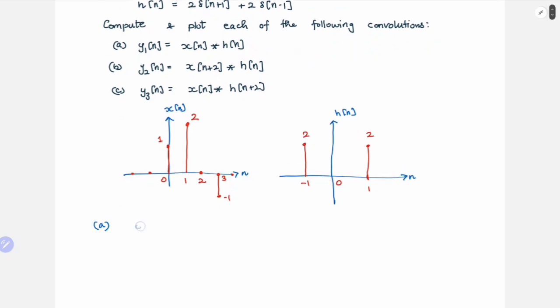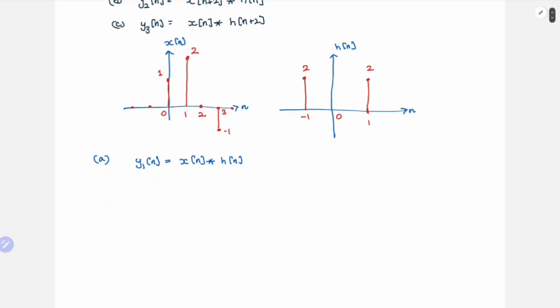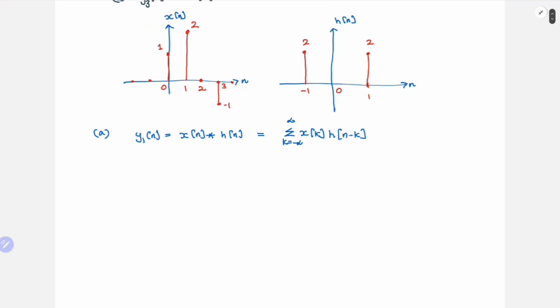So in the first subpart, they have asked us to find y of n equal to x of n convolved with h of n. So how do we convolve? We find x of k, which is nothing but this x of n itself, just the replacement of the variable n with k. And we need to find h of n minus k. So we have to take the reverse of this and then shift it to the right by n units. And the summation runs over k equal to minus infinity to infinity.